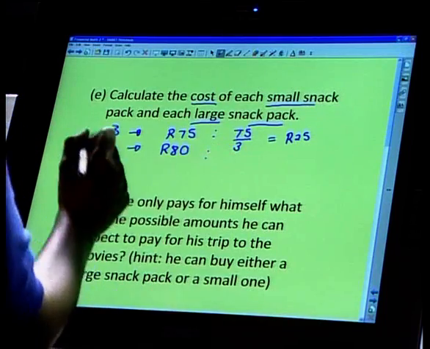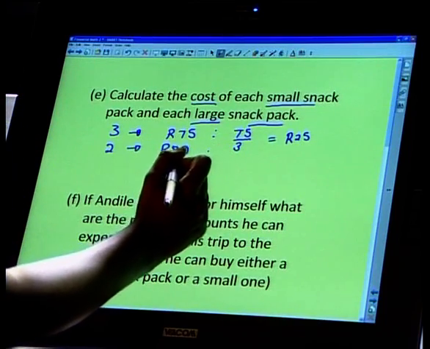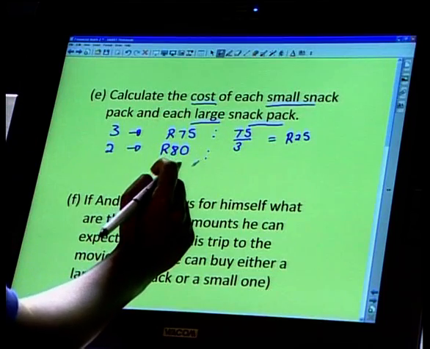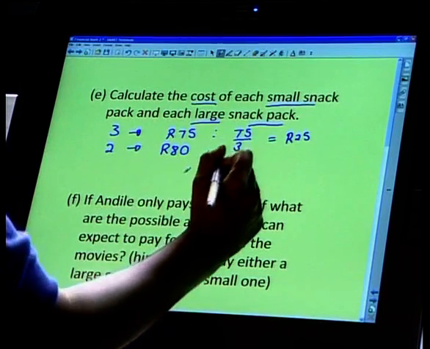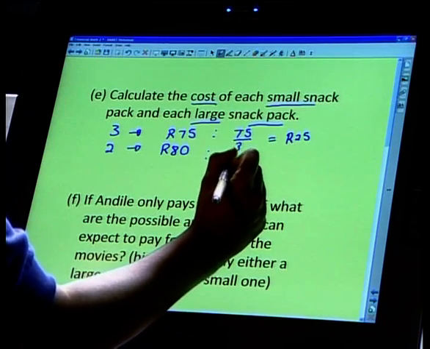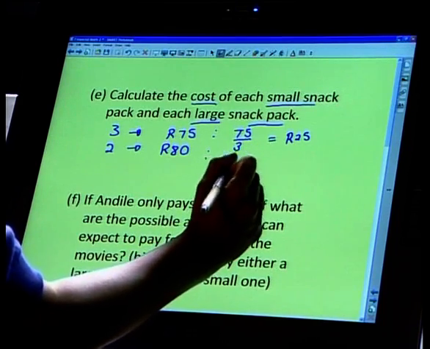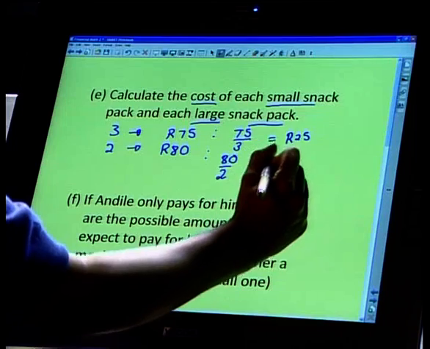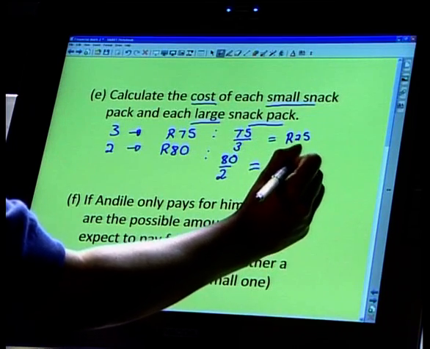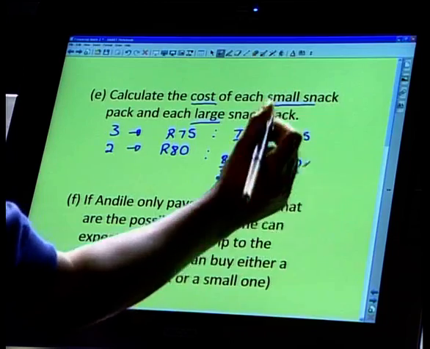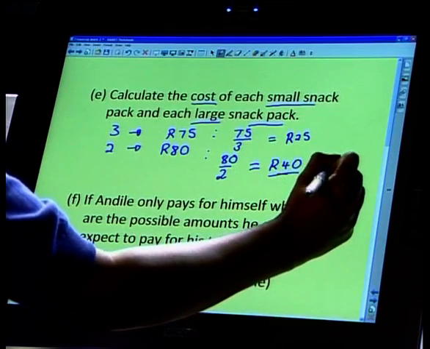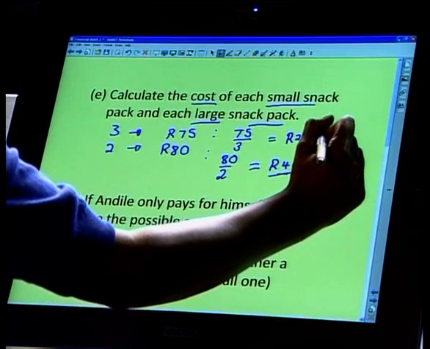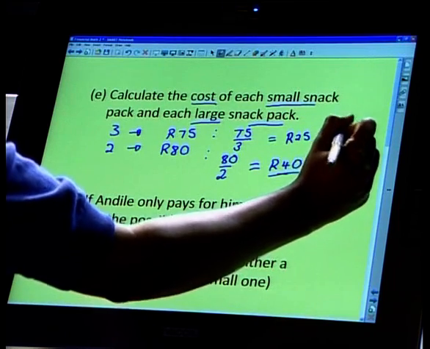Then we know that 2 people pay in total 80 Rand for the large snack packs. So if I want to find out how much each of them pay, I have to take the 80 Rand divided by the number of people buying those large packs. 80 divided by 2 is 40. So it's 40 Rand each for a large snack pack and 25 Rand each for a small snack pack.